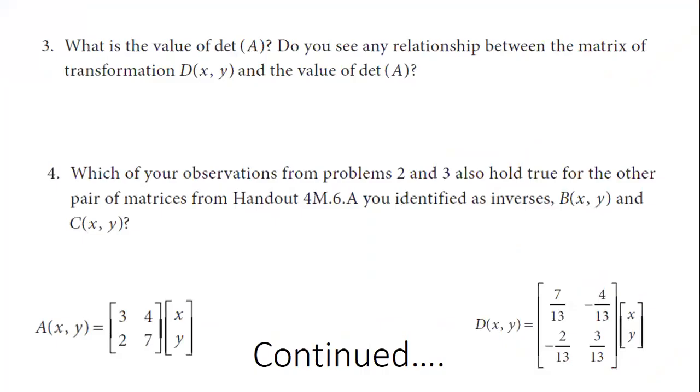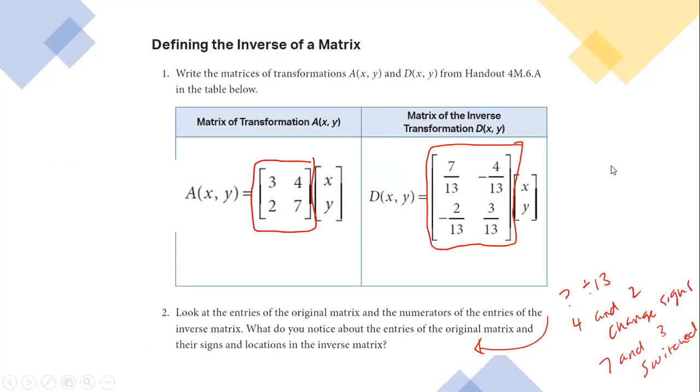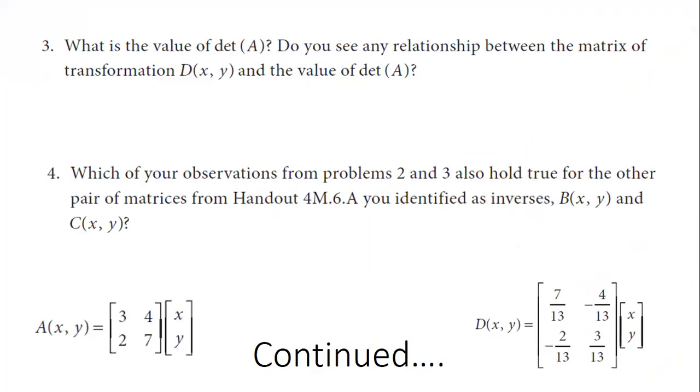All right, here we go. Wait, no, go back. We got 2 and 1. All right, so with what we have, it says, what is the value of the determinant of A? So what else can we notice? What happens when I find the determinant of A? How do I find the determinant? We cross multiply. 3 times 7 is 21, and 2 times 4 is 8. And what do we get? 13.